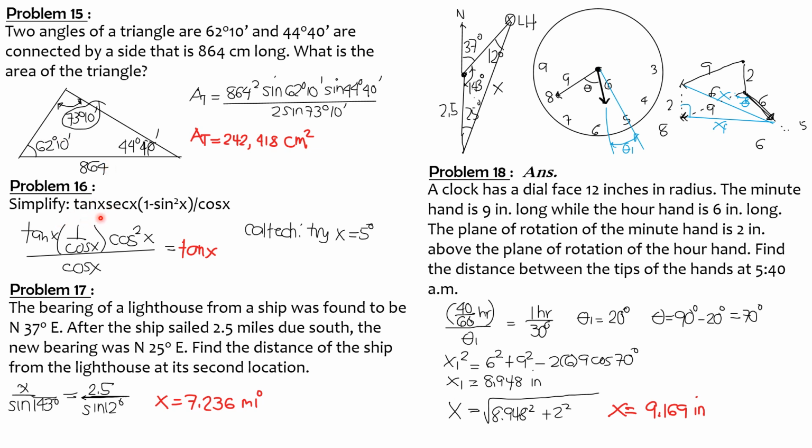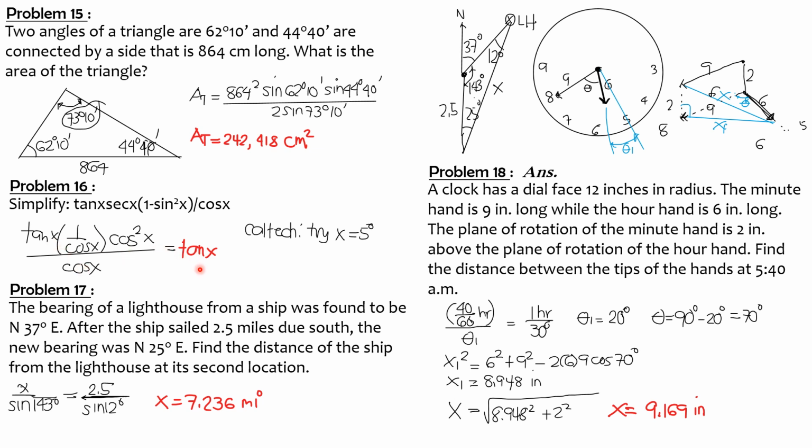Number 16: simplify tangent x secant x times the quantity 1 minus sine squared x, divided by cosine x. We just write tangent x as tangent x. Then secant is 1 over cosine x. Then 1 minus sine squared x is cosine squared x, divided by cosine x. The cosine squared x over cosine squared x gives 1. What remains is tangent.